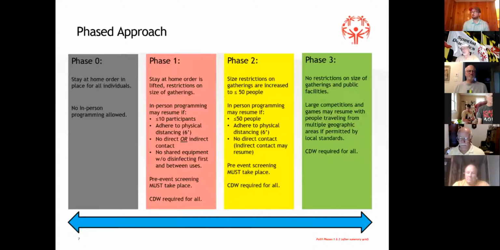You can, in situations, potentially have more than one group of 10, but those groups need to stay physically apart by at least 50 feet at all times, and you can't have any intermingling of the group.